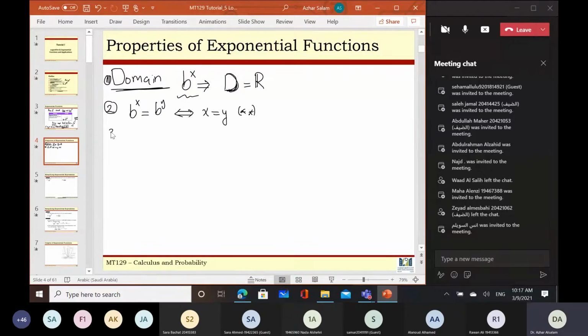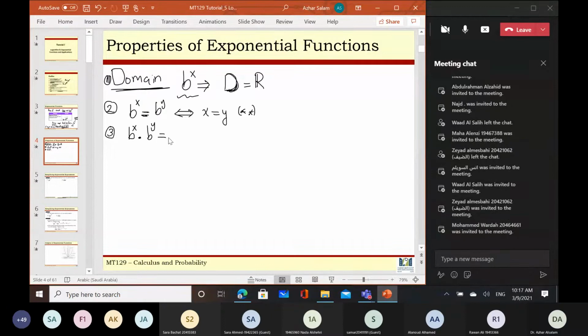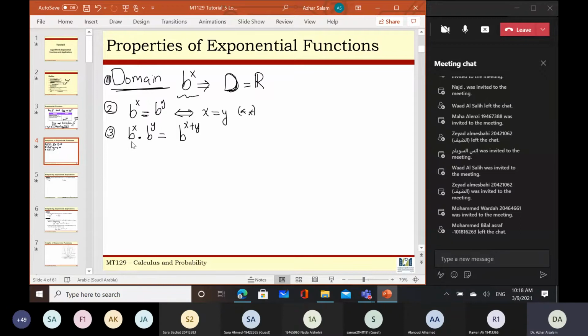Okay, now for other properties that include operations. Notice here I talked about equality. Now the product: b to the power x multiplied by b to the power y. In the multiplication, it will be the same base, but to the power of x plus y. That means in the multiplication, if I have the same base, then I add the exponents together. I write down the base and add the exponents.